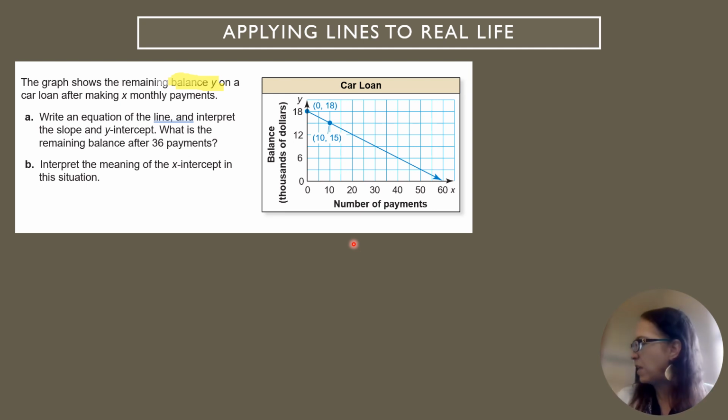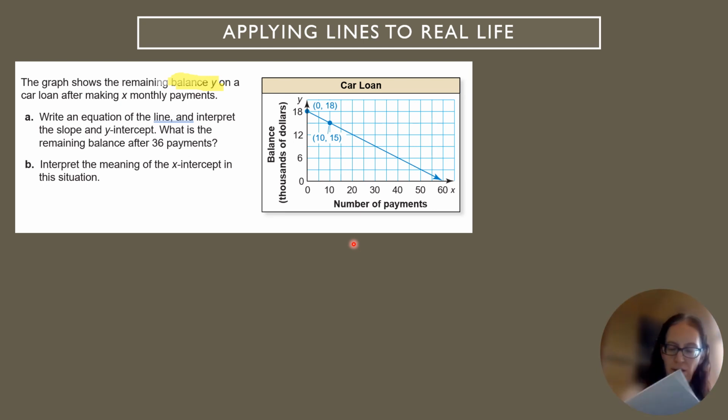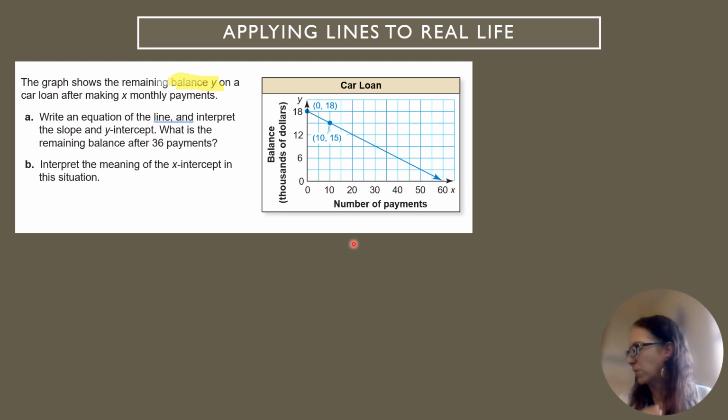And then I think, looking at the notes outline handout that I have for class, I think I just said interpret the slope and the y-intercept and what is the balance after 36 payments.